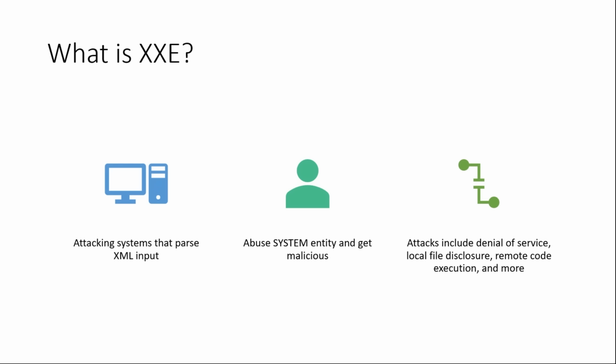We're going to upload it into an upload file feature, and it's going to try to parse that XML input, and then we're going to be able to run malicious code with that XML input and get some information out of the system that we're attacking. And this will all make sense here in just a minute. Because of this, we're going to be abusing what's called a system entity. When we talk about XML here in a minute, you'll see what that means and how we can get malicious with it. And lastly, the attacks that we can do include denial of service, local file disclosure, which is what we're going to be doing, remote code execution, and much more.